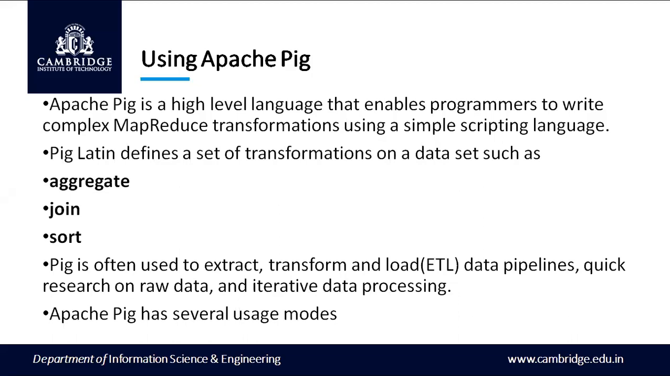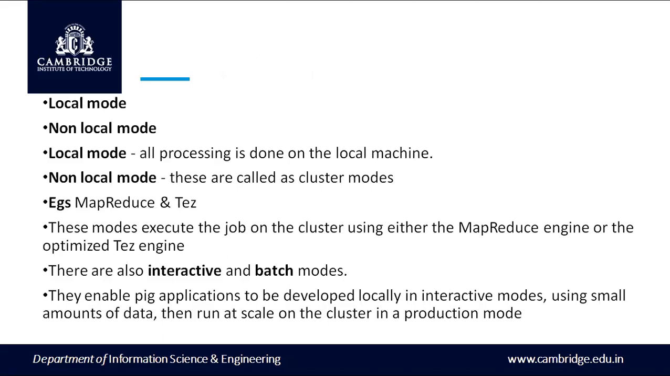Raw data can be researched. Data processing also can be done. Also, Pig uses several usage modes. So we have different modes here, like local mode, non-local mode, and also some other modes like interactive modes and batch modes. So what is this local mode? The processing of data is done on the local machine. That is why it is called local mode.